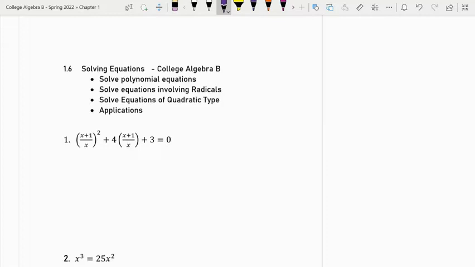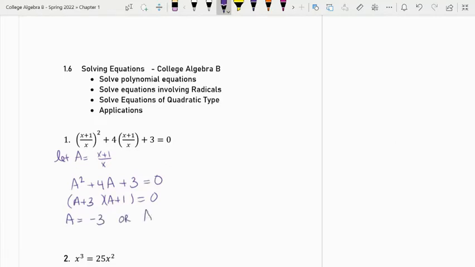So the first problem here, you see the same chunk twice of x plus 1 over x. So we're going to do the chunking. Let a equal x plus 1 divided by x. Then I get a squared plus 4a plus 3 equals 0. I'm going to factor this: a plus 3, a plus 1. So that means a is negative 3 or a is negative 1.